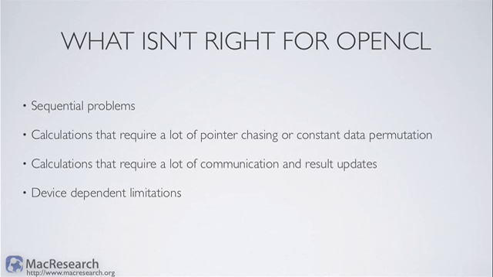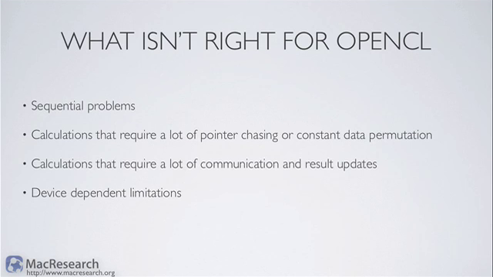Now, I'm telling you OpenCL is great, you can do all this. What are the kinds of things that you really can't use OpenCL for? Well, first and foremost are sequential problems. Sequential problems that are not inherently parallel are going to be bad choices for OpenCL. You're just not going to get the performance that you want out of it. Hopefully you can find some other way to refactor your problem or find another algorithm that might work better for you. But if you're really stuck with a sequential problem, you're not going to have much use for OpenCL, unfortunately.